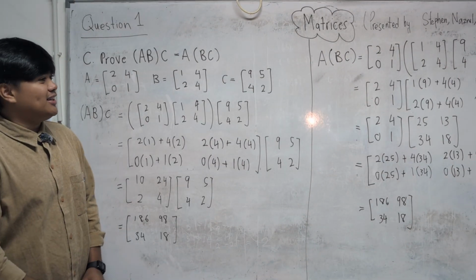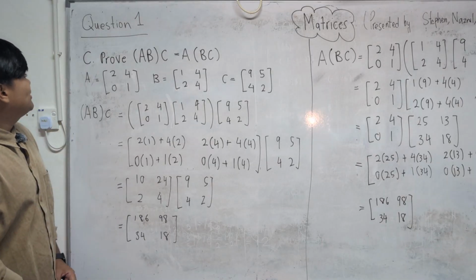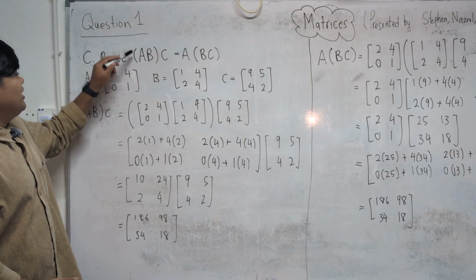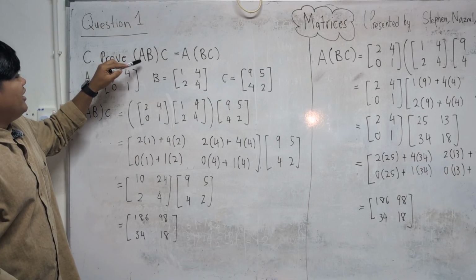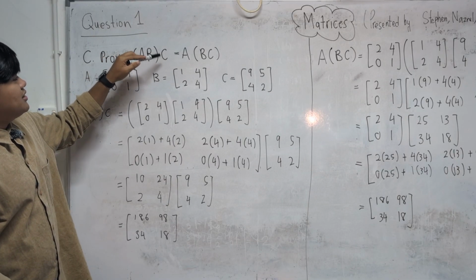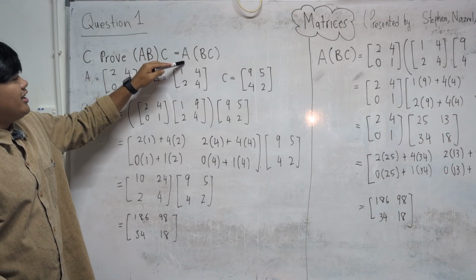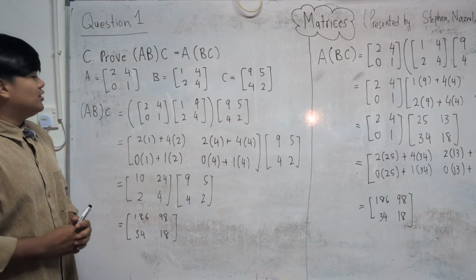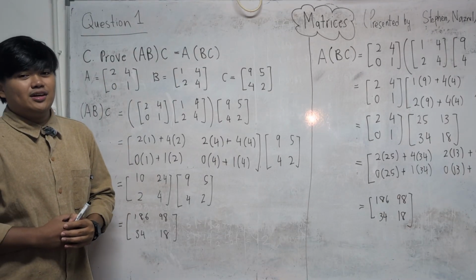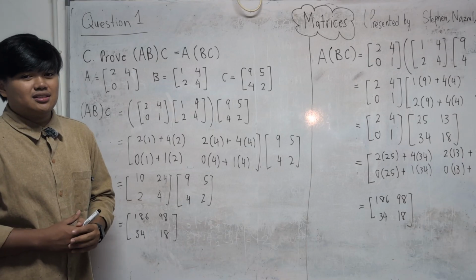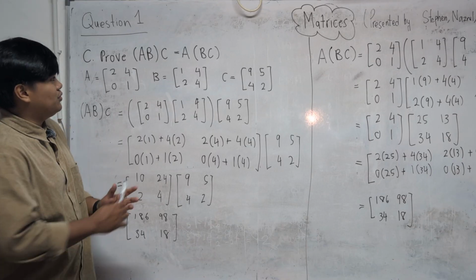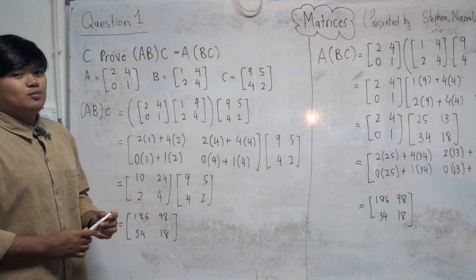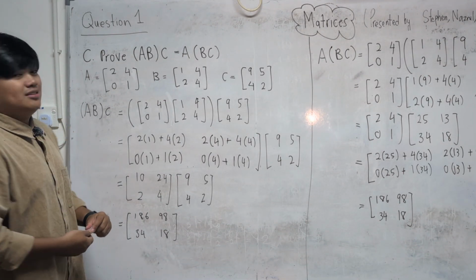Before we get started, I would like to state the question: prove in bracket AB times C equals A inside the bracket BC. In this question, it doesn't specify what type of matrices we should use in order to prove this statement. So I chose 2 by 2 matrices.